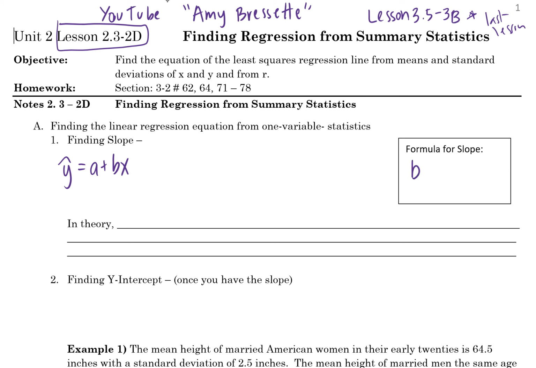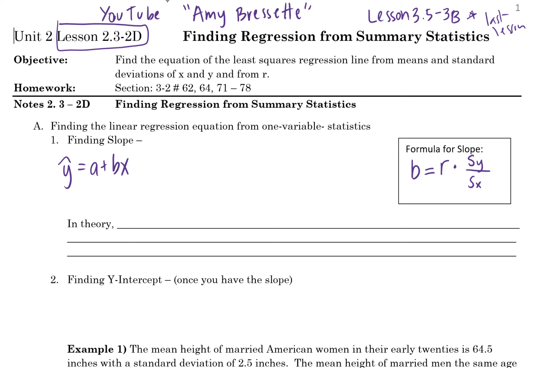So this formula is available to you on the AP test. They actually give you this formula. But the slope of your regression line is equal to r, the correlation, times the standard deviation of y over the standard deviation of x. You don't use this a ton, but there's almost always a multiple choice question that gives you r, the standard deviation of y, and the standard deviation of x, and then asks you to find the slope or the equation.